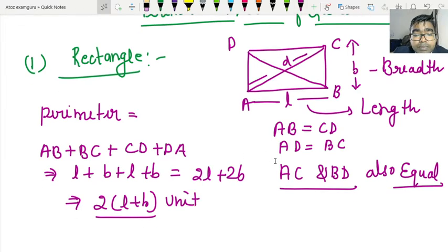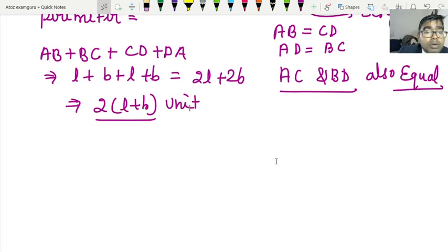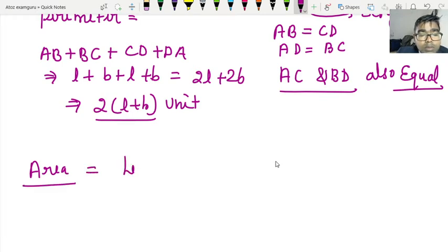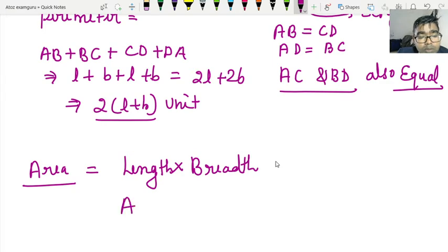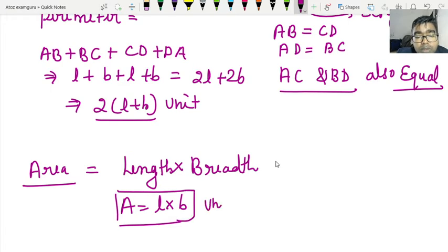And second, you have to calculate the area, right friends? For area, you can simply multiply the length into breadth. So area equals the product of L into B, in unit square. Whatever the unit is given to you, you can simply square it, right friends?